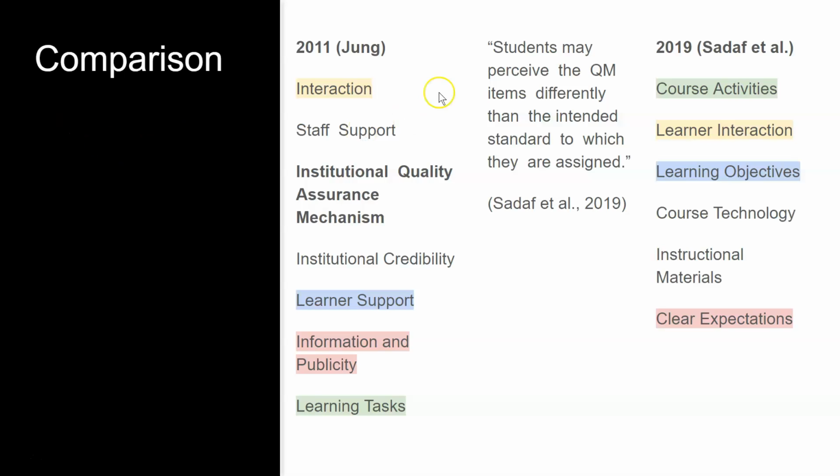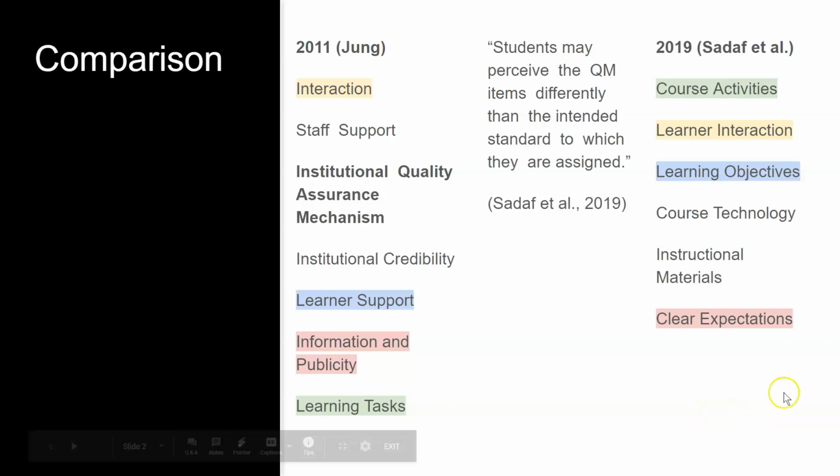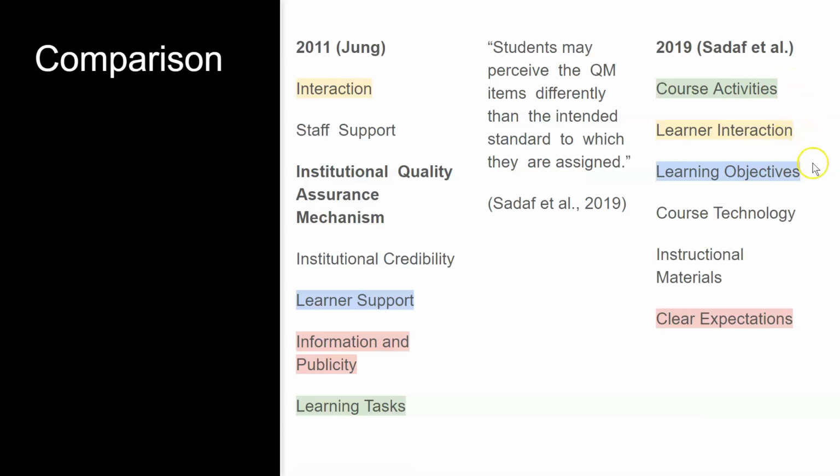In the 2011 article, the things that were highlighted as being important factors for online learning quality were interaction, staff support, institutional quality assurance mechanism, institutional credibility, learner support, information and publicity, and learning tasks. In the more recent article, some items that were highlighted were course activities, learner interaction, learning objectives, course technology, instructional materials, and clear expectations.